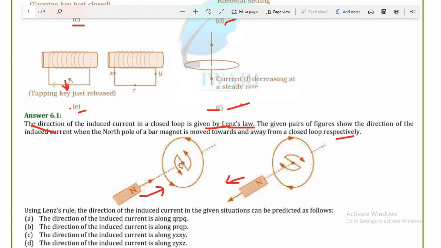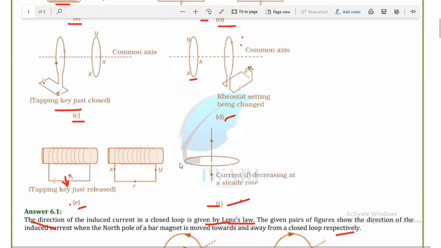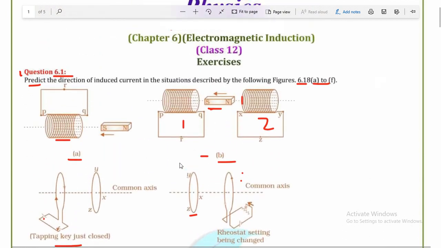So in the first case, you can see, if it is moving toward this magnet, this behaves like a south pole. Okay, so in this case, current is moving like this in this direction. So this is the direction from Q to P, or you can say this is like this one. So from Q to P and then R to Q. So this is the direction of induced current in this circuit. Okay, now I hope you understand what is the direction of current in this circuit.